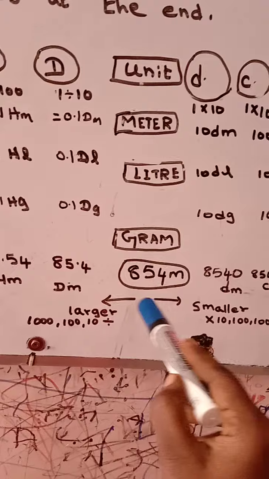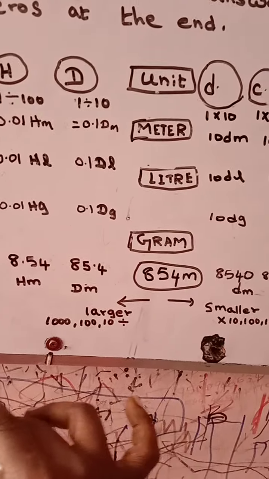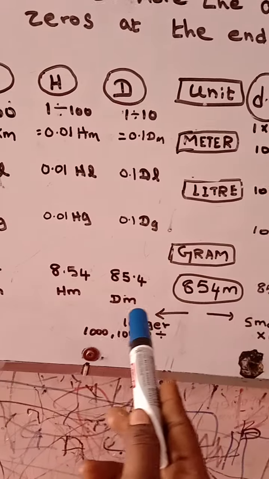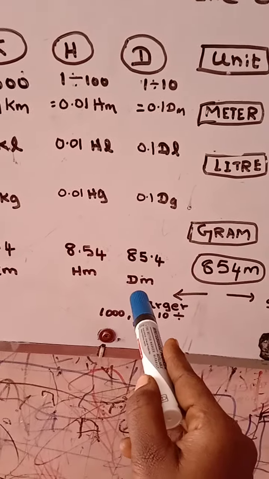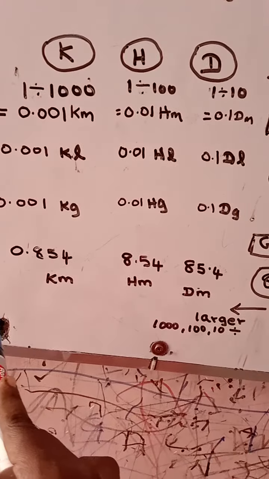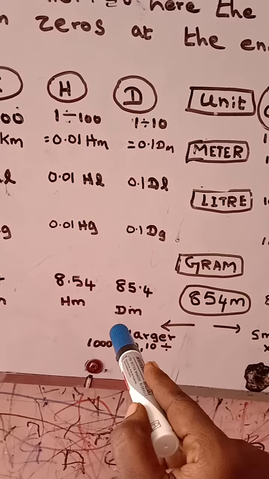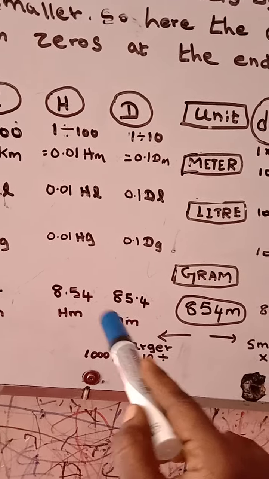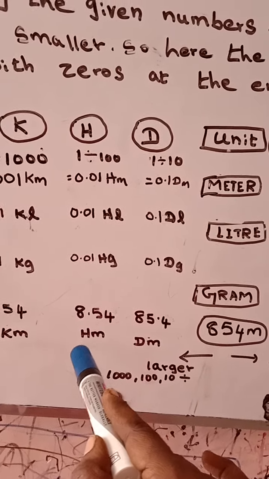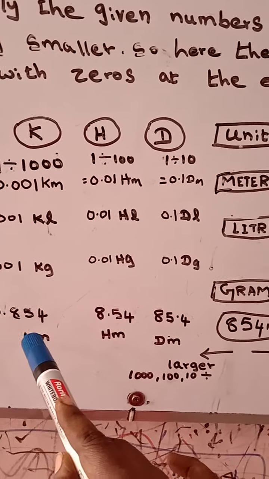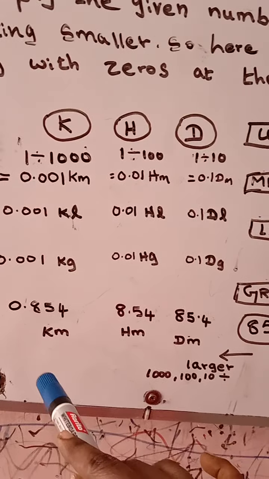Okay. Now I'll just give you a lively example. So the number given is 854 meter, and they are asking you to convert into larger units and smaller units. As you move towards the larger units, you'll have to divide with 10, 100, and 1000. As you divide it with 10, you will get 85.4 decameter. And as you divide it with 100, you will get 8.54 hectometer. And as you divide it with 1000, you will get 0.854 kilometer.